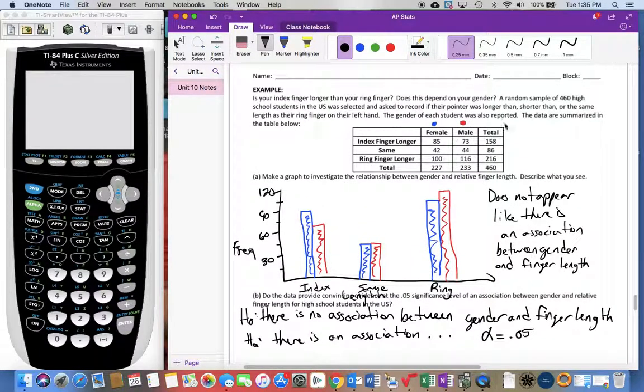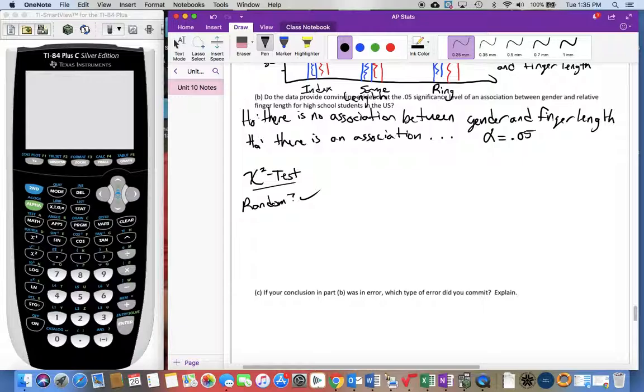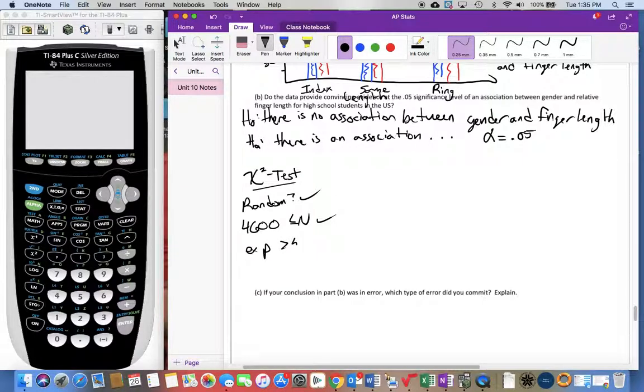And if you look up here, it does say a random sample of 460 high school students, so we met the randomness criteria. Next thing, 10% condition. There were 460 people in the sample, multiplied by 10. Is it reasonable to assume that there would be more than 4,600 U.S. high school students that we could pull from? And most definitely. Last thing here, are all of our expected counts greater than or equal to 5? That's going to be one that we're going to have to wait to see until we actually do our significance test. So remember to go back and double check that one.